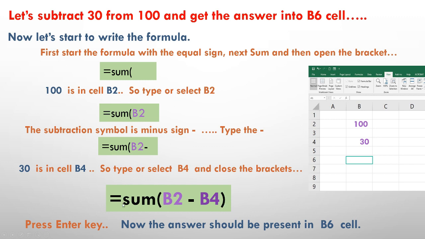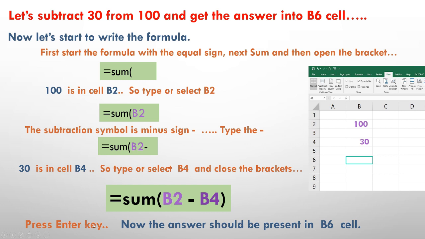Now we have finished writing the formula. Everything is there. The golden rule, equal sign is there. We are doing subtraction, so we should type sum, then open bracket. The first number B2, minus sign. The second number 30, B4. Then we have closed the bracket. Now press the enter key.